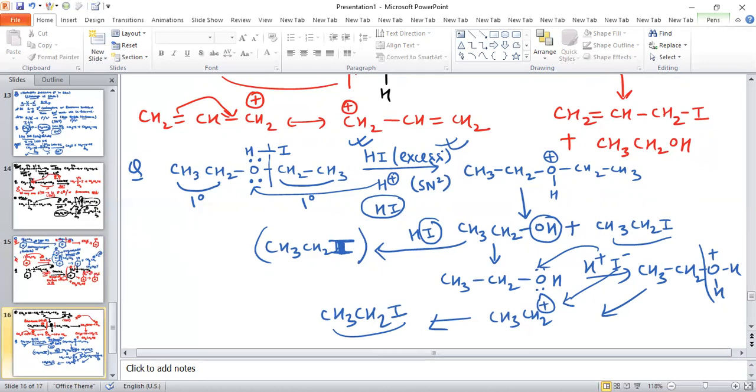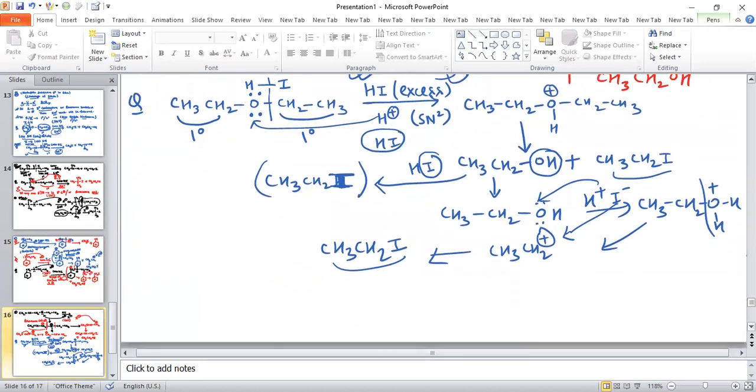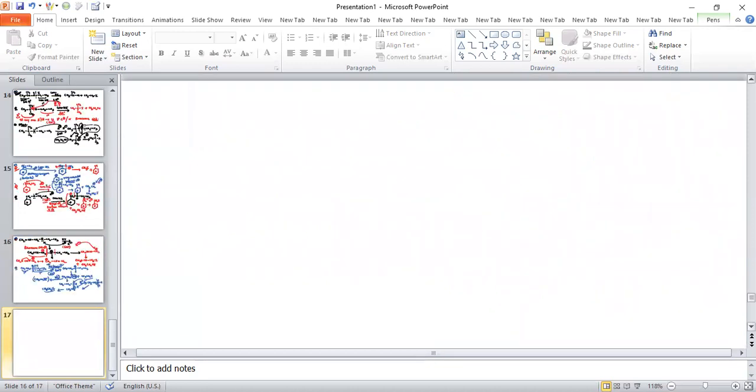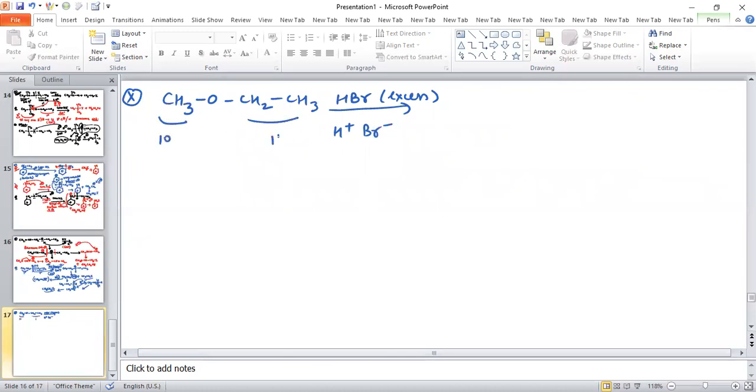Now see another reaction based on this. Now see some more reactions related to cleavage of ether. You can easily identify it if it is given like this: CH3-O-CH2CH3, and we add HBr in excess amount. So there is H plus and Br minus. We know this is 1 degree and this is also 1 degree.